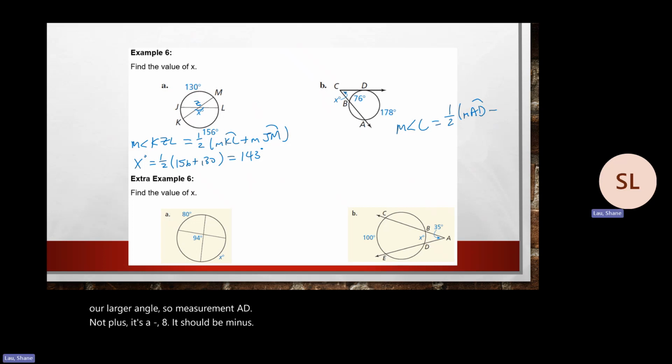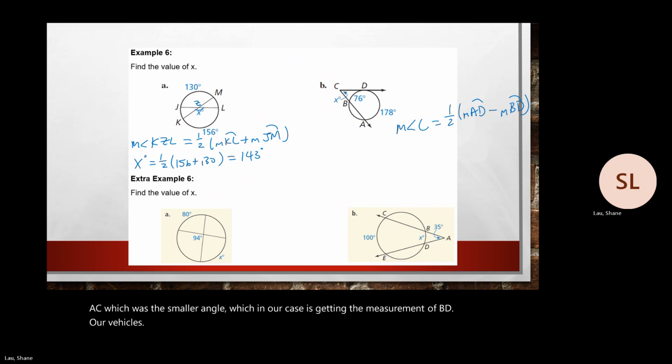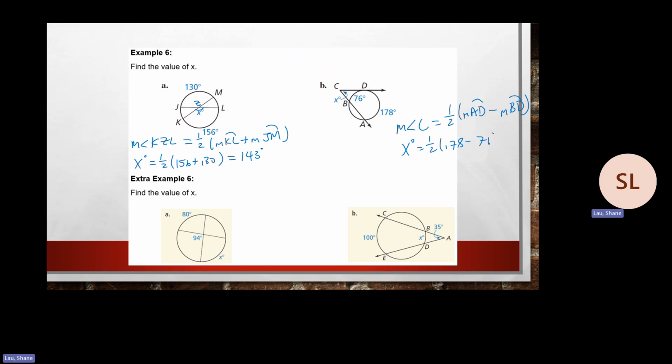AC, which was the smaller arc, which in our case is the measurement of BD. Okay. And so I plug in what I know. X degrees equals 1/2 times AD, which is 178, minus BD, which is 76. I subtract 178 minus 76, I get 102, multiplied by 1/2. That's going to give me 51 degrees. Okay.